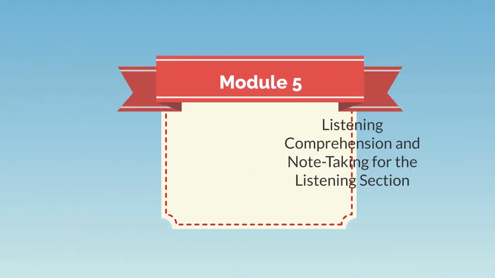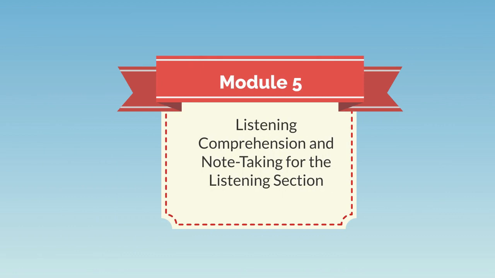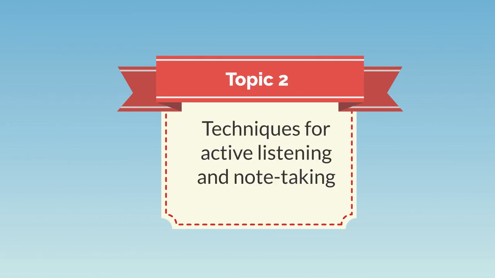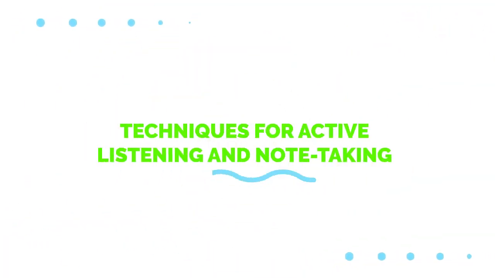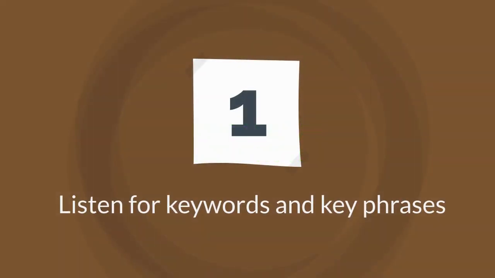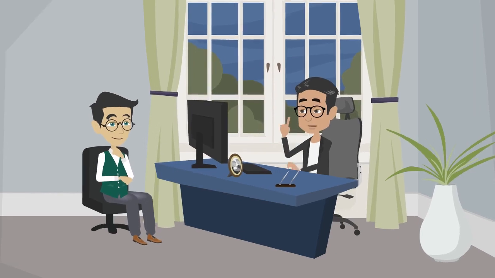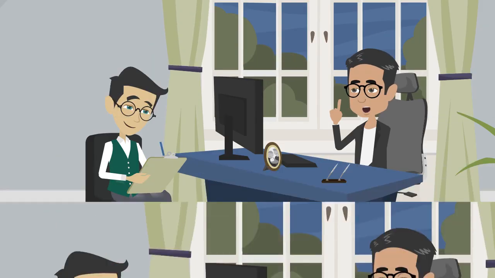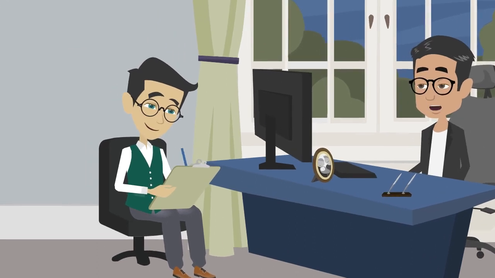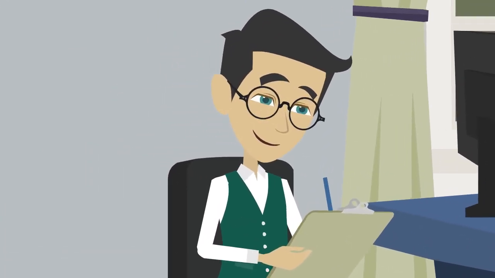Module 5 on Listening Comprehension and Note-Taking for the Listening Section. Topic 2: Techniques for Active Listening and Note-Taking. 1. Listen for keywords and key phrases. When listening to a passage, listen for keywords and key phrases that can give you an idea of the main points. Note them down in your notebook to help you remember the important details.